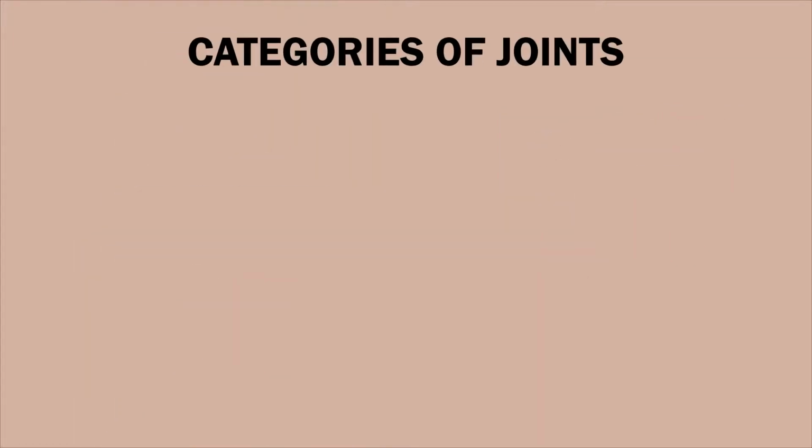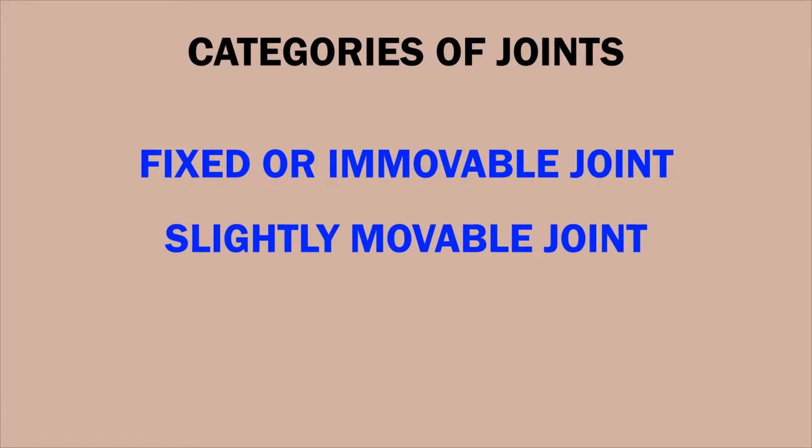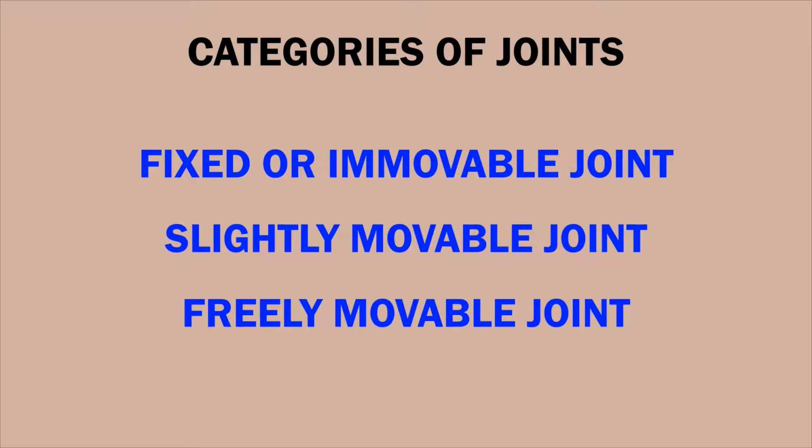Based on the type of movement, joints are categorized into 3 categories. 1. Fixed or immovable joint. 2. Slightly movable joint. 3. Freely movable joint.